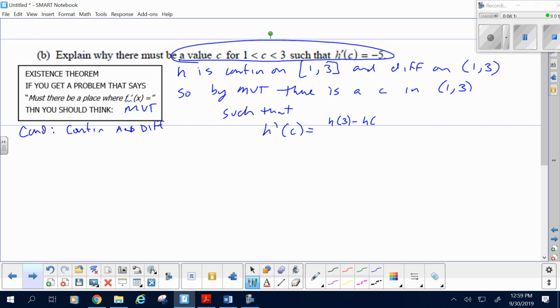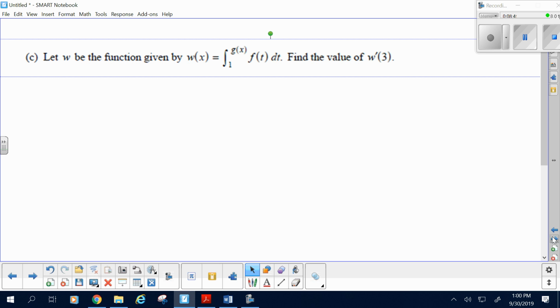So you should be showing some MVT actual work. If you just said, yeah, there's an H prime at C equal -5, without showing that you actually know the mean value theorem is this idea, that's not going to cut it. You need to say it's equal to this. What is H at 3? I think we just found it was -7, right? And this was 3, over 2. That does indeed equal -5. All right? So that was MVT. Cool? All right. Try C, which is fundamental theorem of calculus part 2.